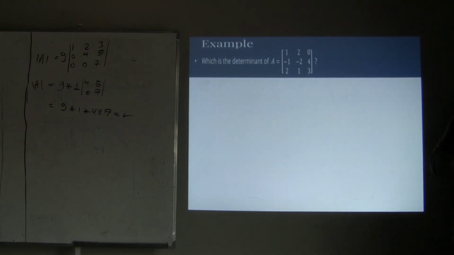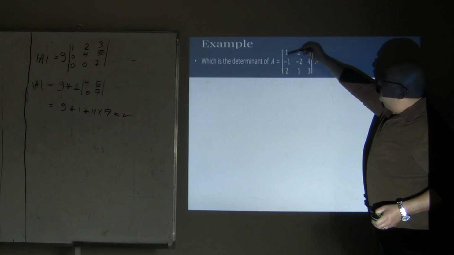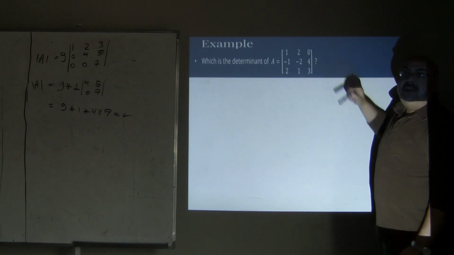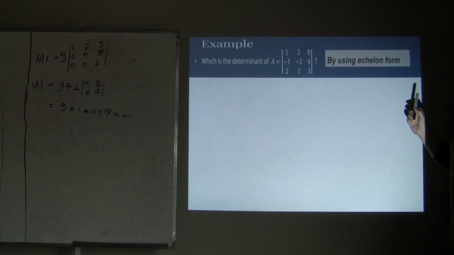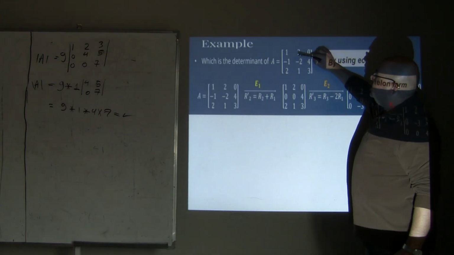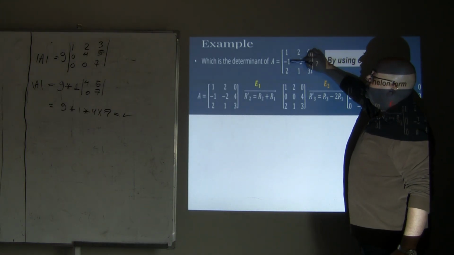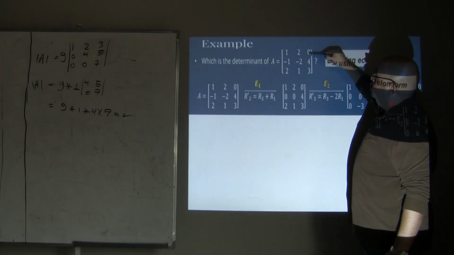Look at the example, please. I have a matrix which is 1 2 0, negative 1 negative 2 4, 2 1 3. I will do some elementary row operations to bring it to an echelon form. Do you remember the echelon form? Okay, so I will go like this. First, I will add the first row to the second row. So I will add 1 plus negative 1, 2 plus negative 2, 0 plus 4.